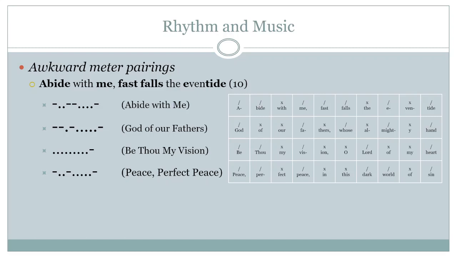So, Abide with Me with the original music would go, abide with me, fast falls the eventide. If we were to sing that to the tune of God of Our Fathers, we would have, abide with me, fast falls the eventide. The darkness deepens, Lord, with me abide.